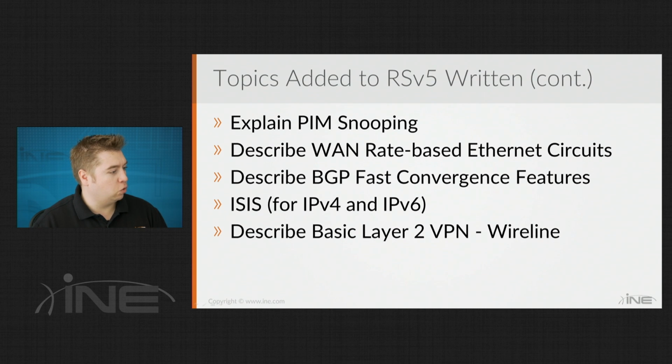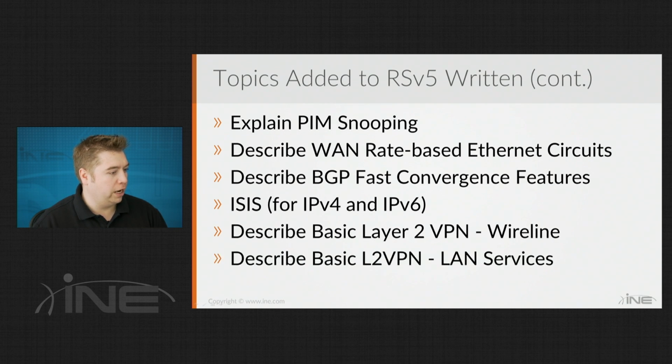The next two describe basic Layer 2 VPN wireline and LAN services. These ones we are going to talk about today in more detail. So this is what is sometimes referred to as an Ethernet virtual circuit, an EVC, or sometimes it's called a point-to-point pseudowire, or sometimes called Any Transport over MPLS. There are a lot of different terms for what this is, but basically it means it's a point-to-point Ethernet link that uses MPLS in the middle.